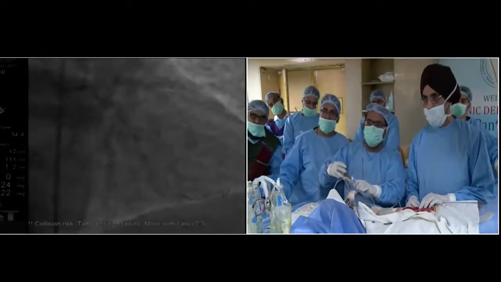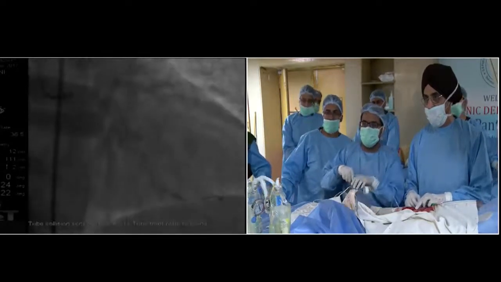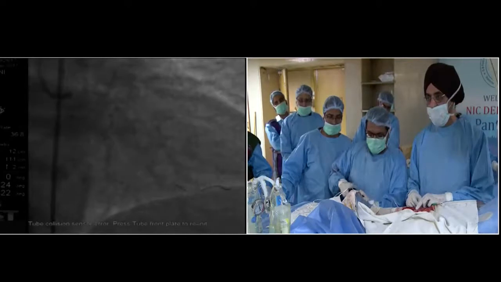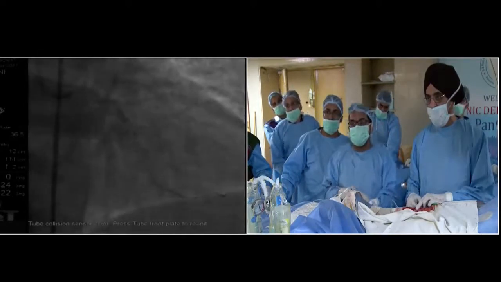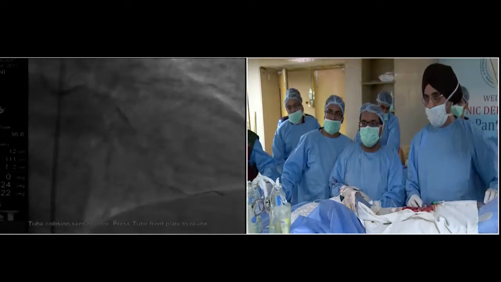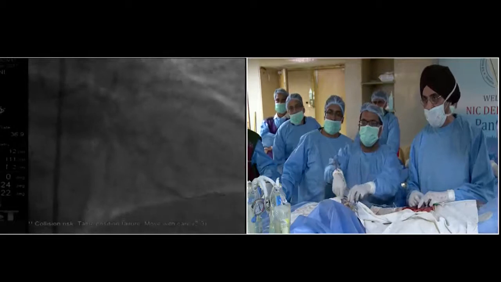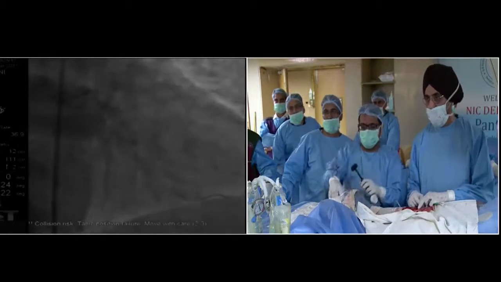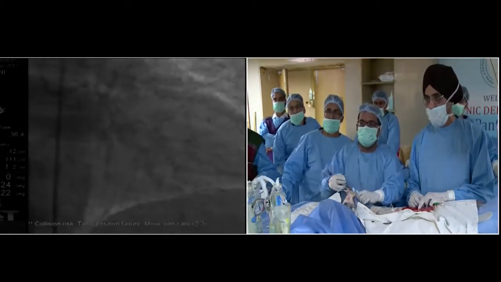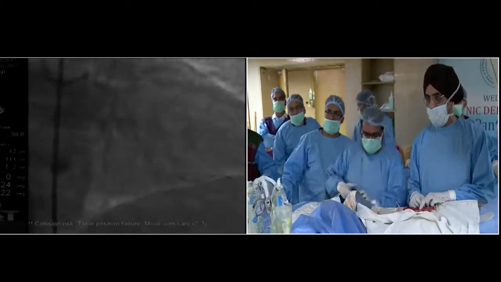D8 system? The mid circumflex lesion does look about 70% or so. Go up. So 10, 12, 14.